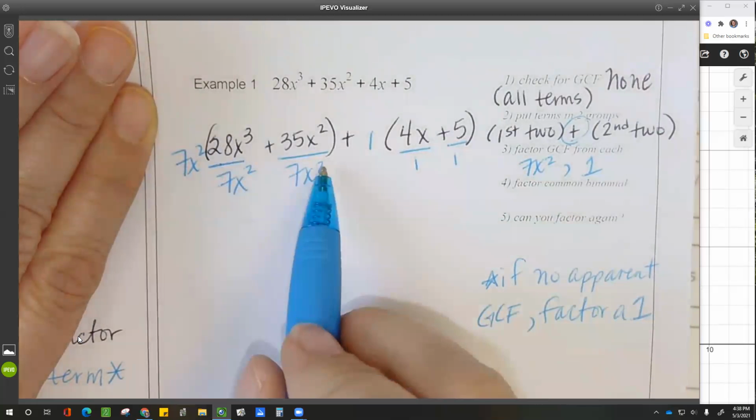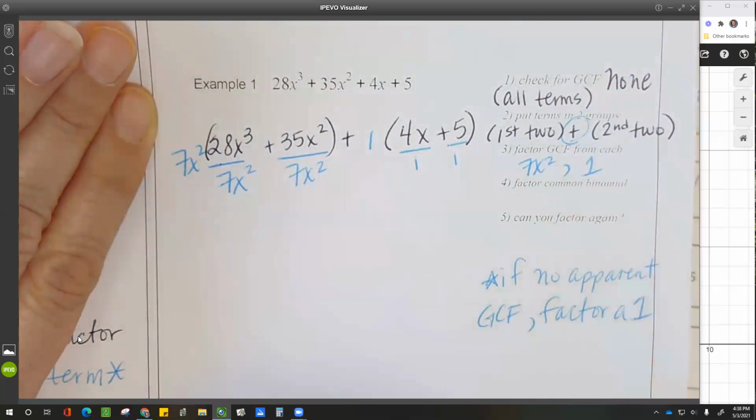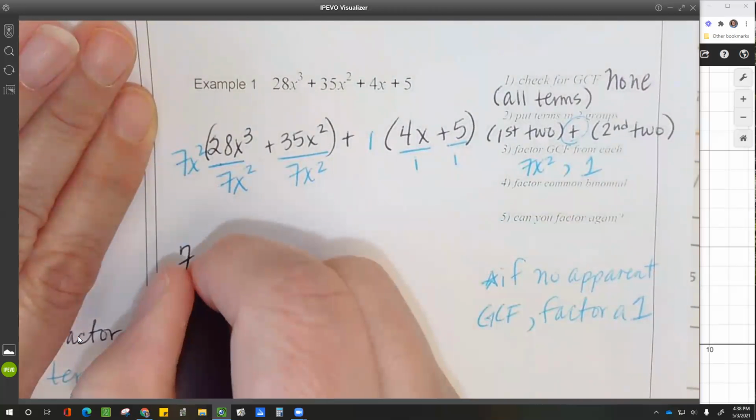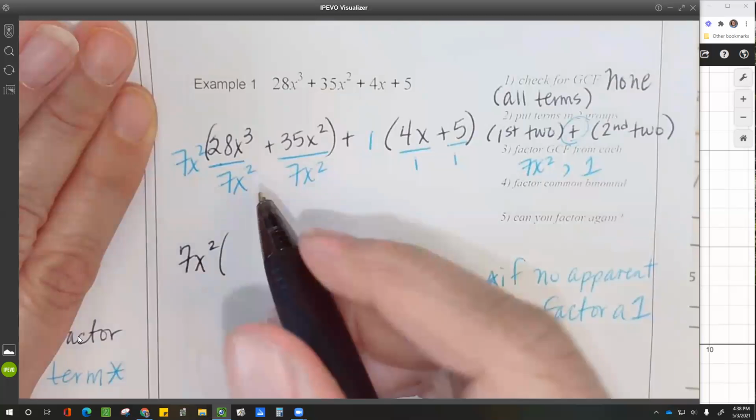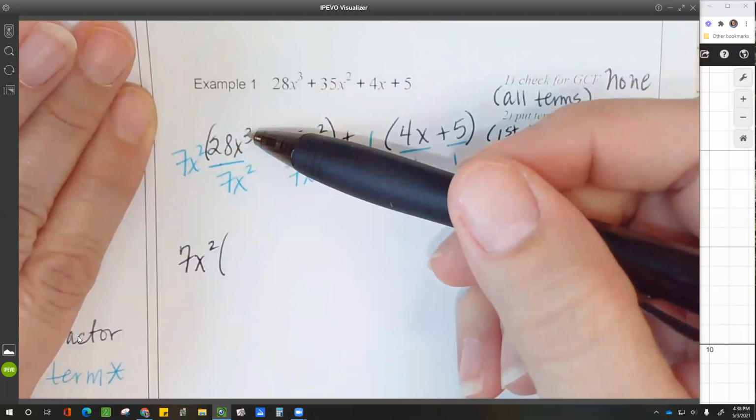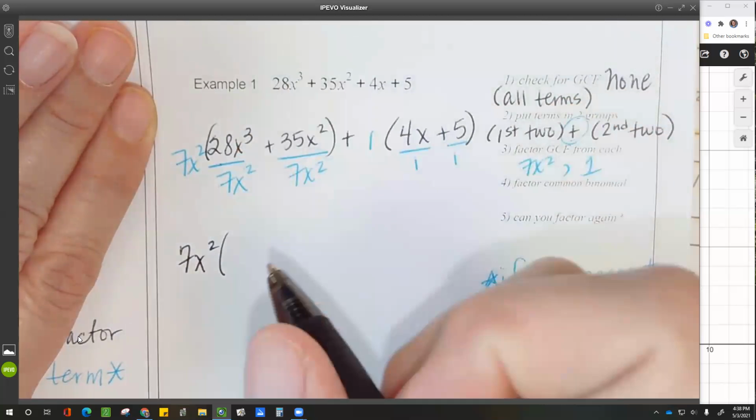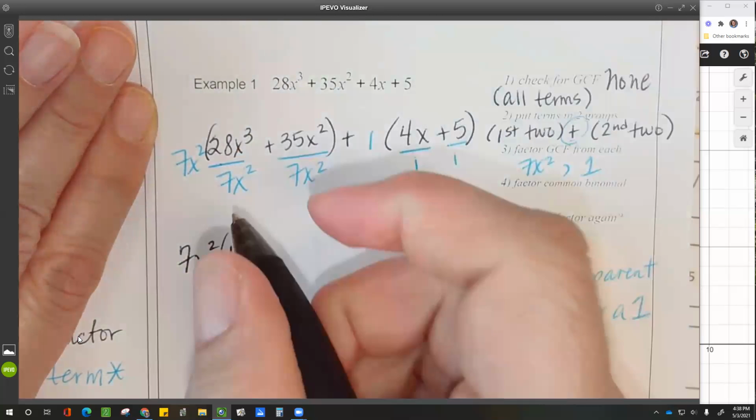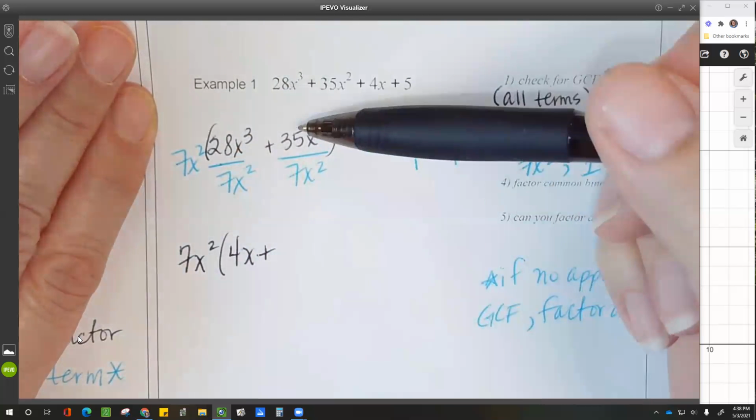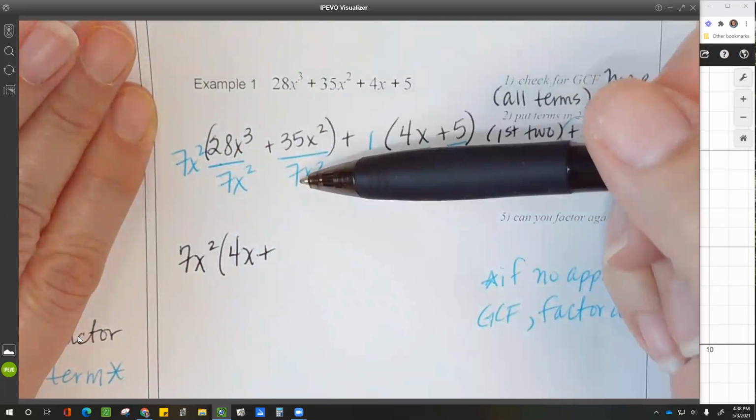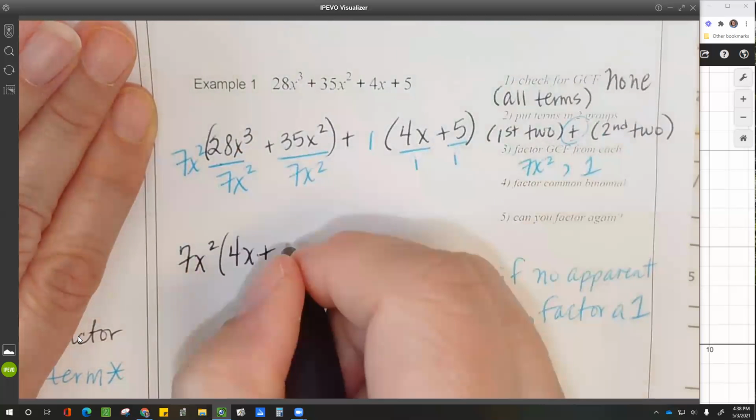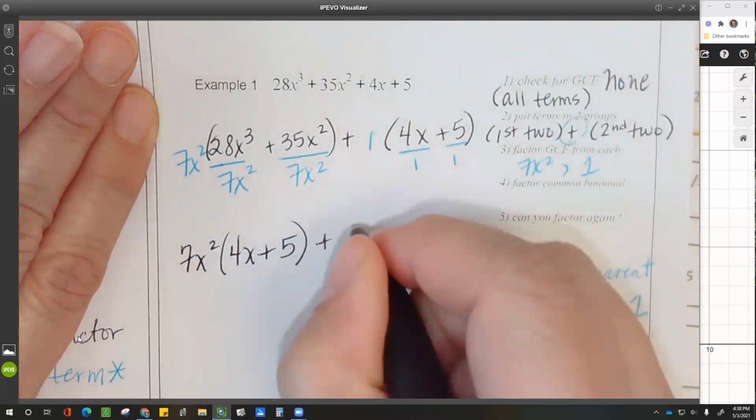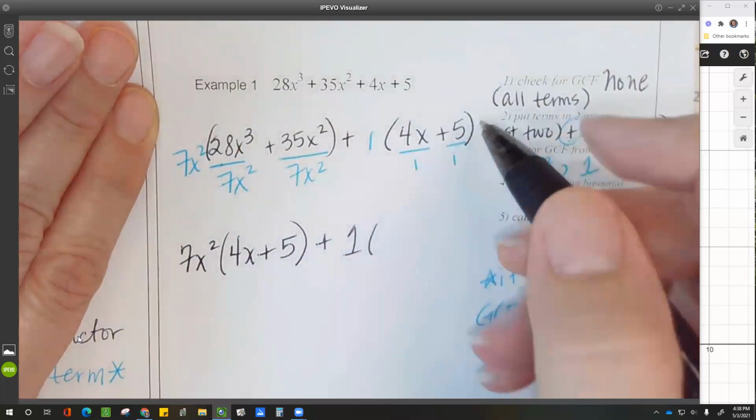Let's go ahead and simplify these in parentheses, and we should notice something. If I rewrite this expression, I'll write 7x squared times 28x to the third divided by 7x squared is 4x, plus 35x squared divided by 7x squared is 5. And I'm going to add 1 times 4x plus 5.